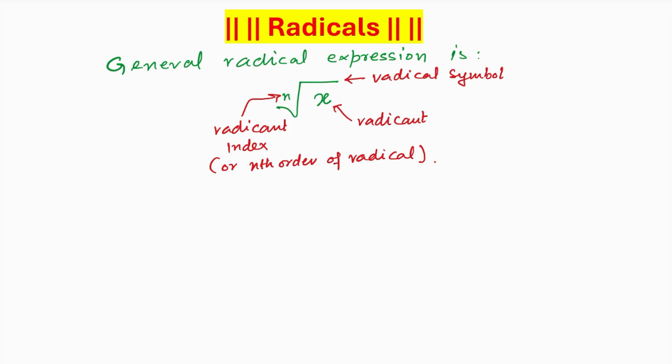So let's talk about radicals today. A general radical expression is in the form nth root of x. This symbol is known as the radical symbol, and this x is known as the radicand, and its index is n, or in general we say it is the nth order of the radical. So what it means is that the nth root of x is equal to x raised to the power 1 over n, a fractional exponent of any variable or any number.